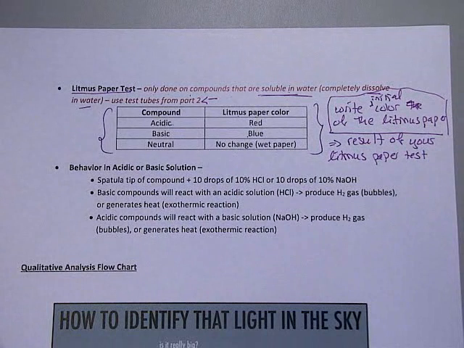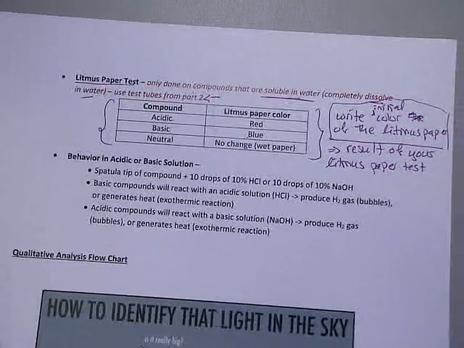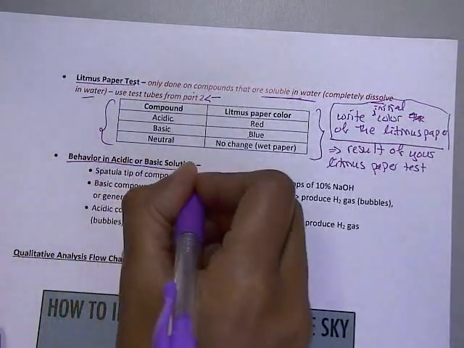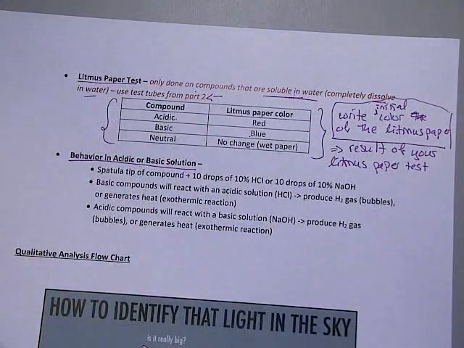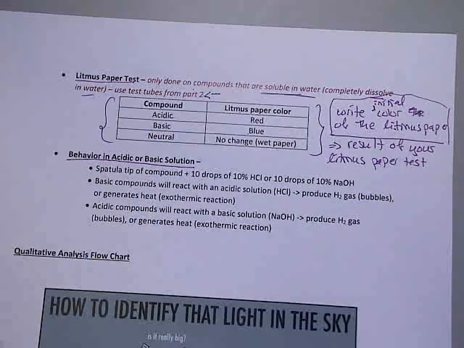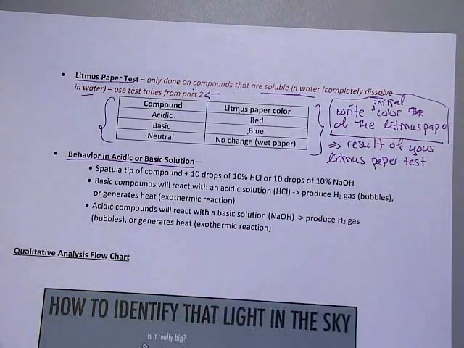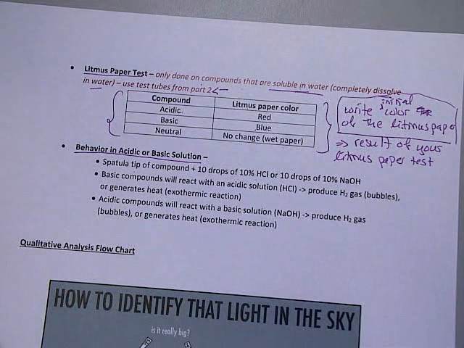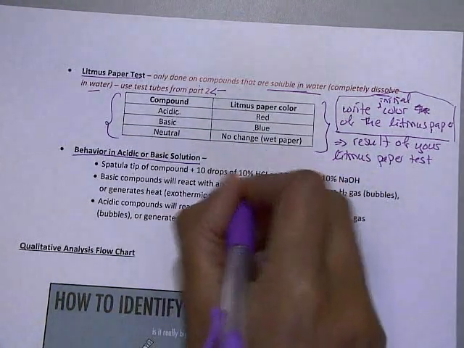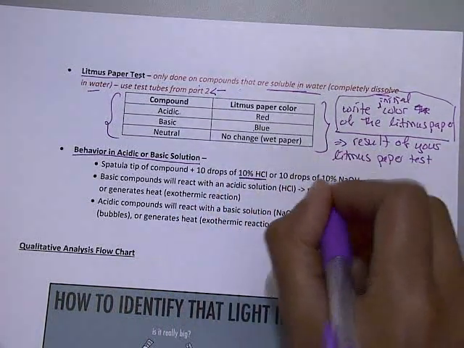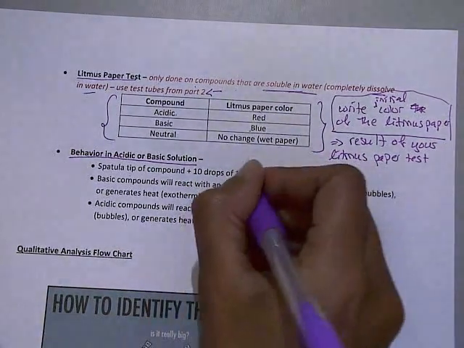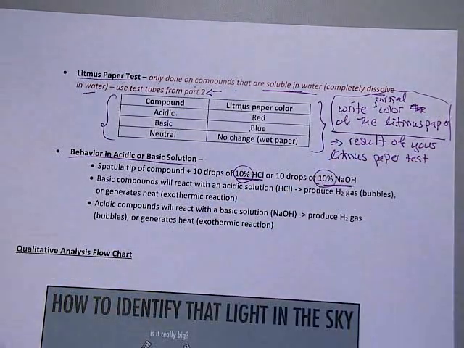The second part of part 3 for this experiment that's under acid and base is you're going to investigate the behavior of your compounds in acidic or basic solutions. So I want you to take a spatula tip, again a very small amount, of your compound, add 10 drops of HCl in that, and then in another test tube, add 10 drops of NaOH. I want you to make observations. Again, make sure you make initial observations of hydrochloric acid, initial observations of sodium hydroxide. Make sure you also write your concentrations in your notebook.